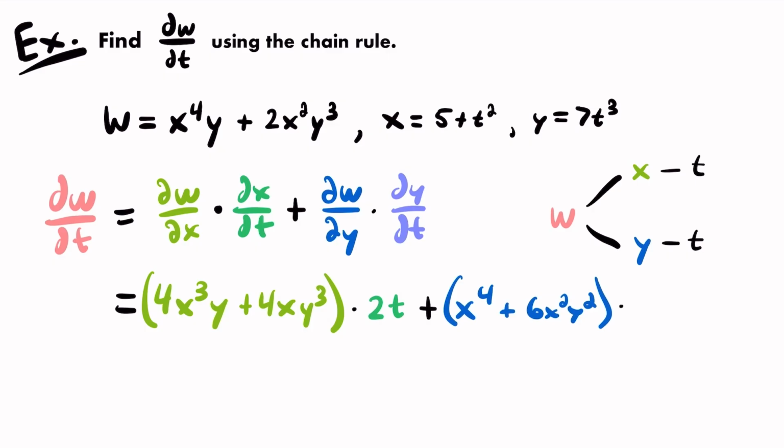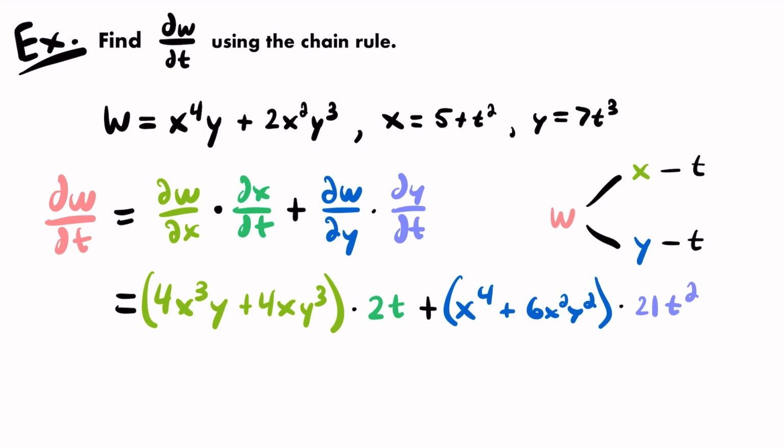And then finally, you want to multiply that by the derivative of y with respect to t. And y is equal to 7t cubed. So just use the power rule for derivatives here. Multiply that 3 down, subtract 1 from the exponent, and you get 21t squared.